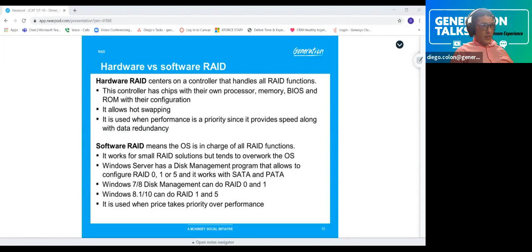Any questions on a hardware base versus a software base OS? If you'll notice, Windows 7 and 8 only have the capability of RAID 0 or 1. RAID 1 and 5 are available in Windows 8.1 and 10.